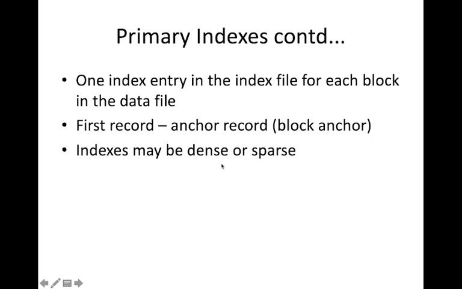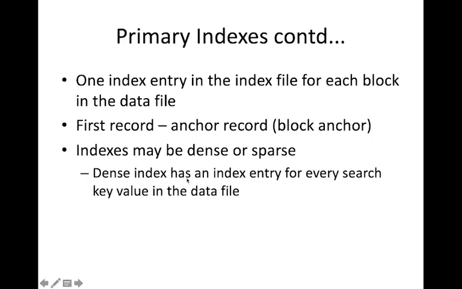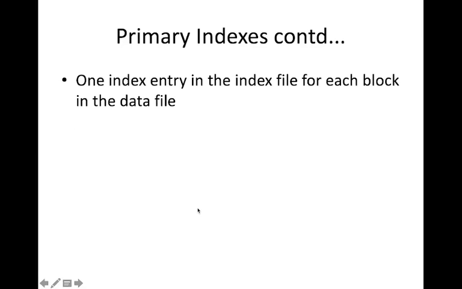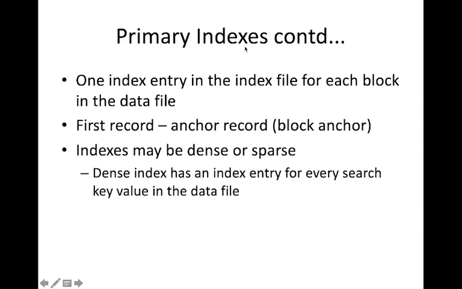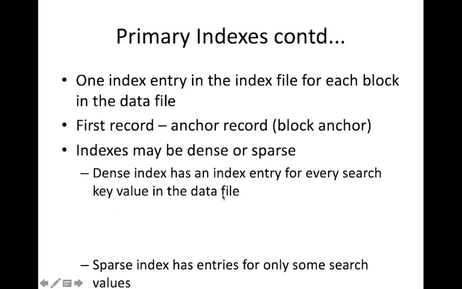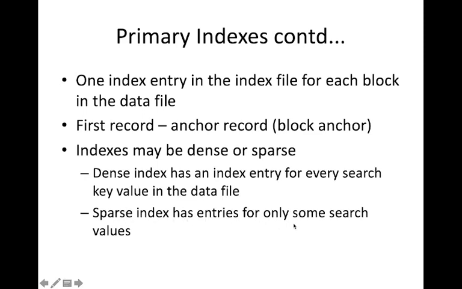Indexes may be dense or sparse. So we will see what is dense and sparse. A dense index has an index entry for every search key value in the data file. But in this case it is not dense, because for every data record we do not have an index. So this is actually sparse. A sparse index has entries only for some search values.